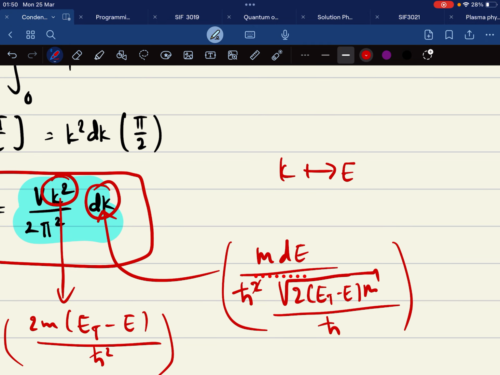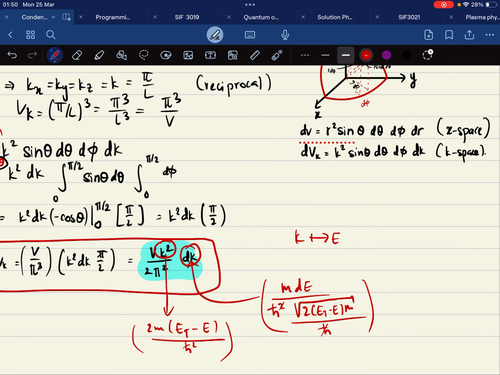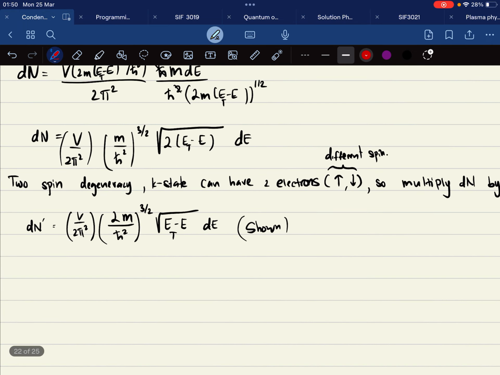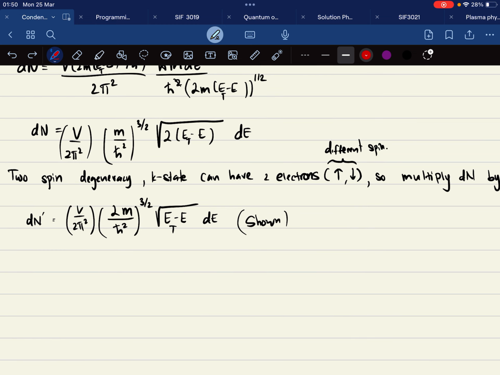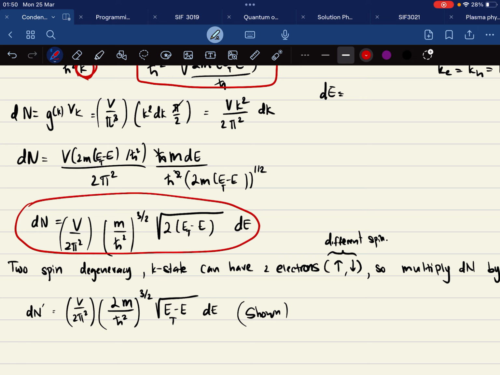Okay, so this and this cancel. So just simplify the term. At the end you'll get this. Oh yeah, don't forget to multiply by 2. In this step you need to multiply by 2.